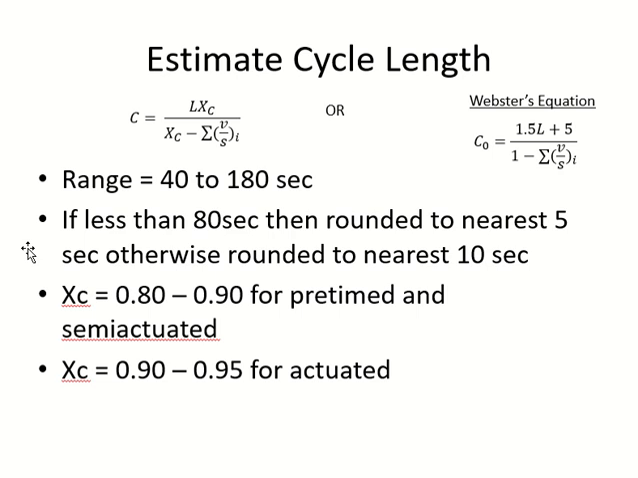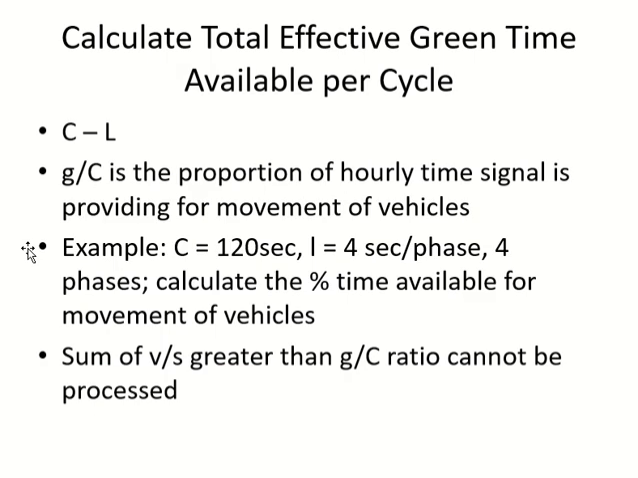Anyways, you cannot round down. You cannot round to the nearest 5 downwards. What else? From the cycle length, whatever you decide, the total after rounding off and doing everything, you decide the total cycle length. From the cycle length, you subtract the total lost time for the entire signal, and you will get the total effective green. How do we get effective green? Effective green means what?